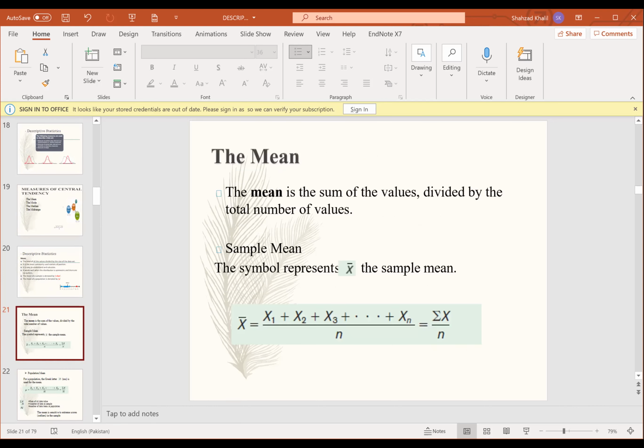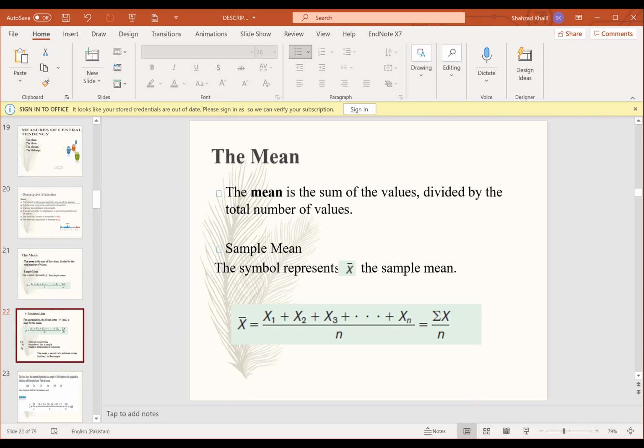As I've told you, it is the sum of the values divided by the total number of values. The sample mean, as we discussed, is represented by X bar, and the formula is the summation of X over n. The sample mean is the sum of all the values divided by the number of values.